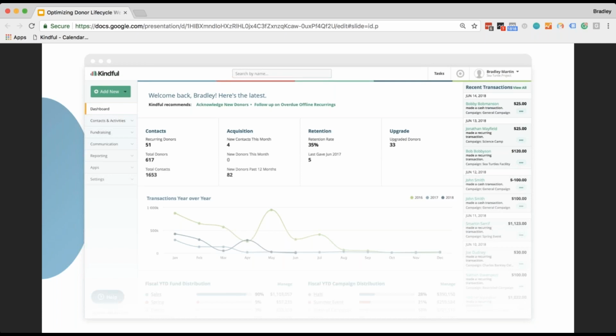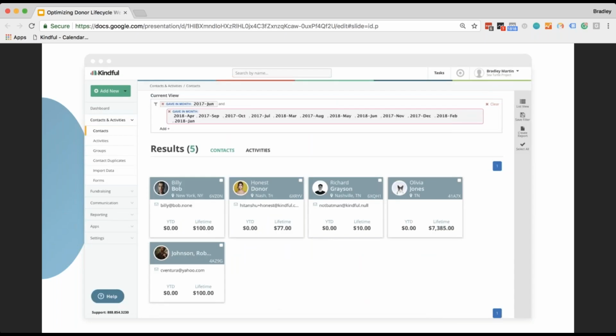What you're able to do is highlight that number and then immediately click in and see the who behind those numbers. This is where you can really start to take action. With these 5 individuals, the thing that stands out to me right off the bat is Olivia Jones. Wow, look at her. She's given $7,385 since she has been a donor with this organization.